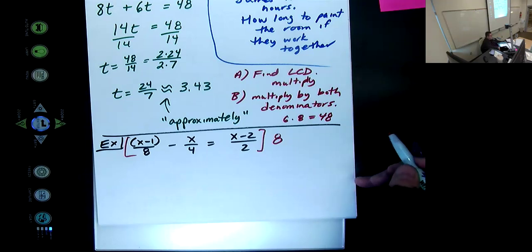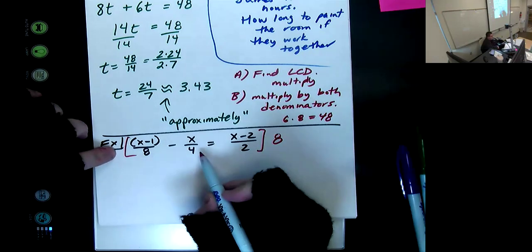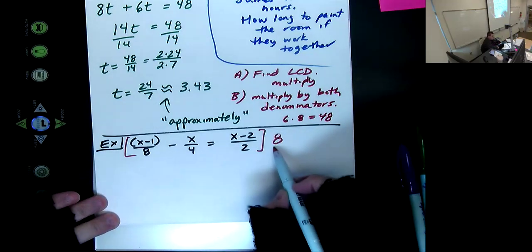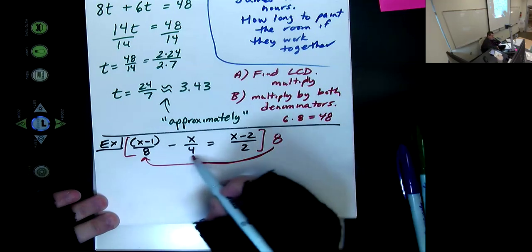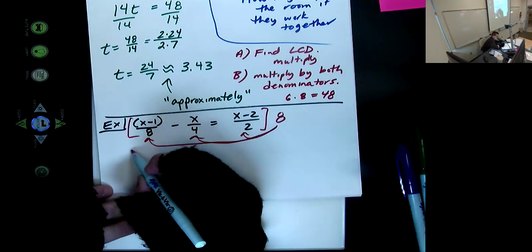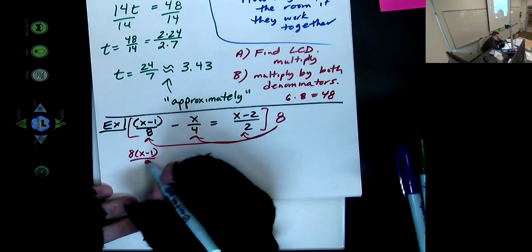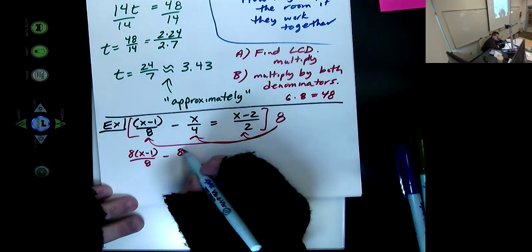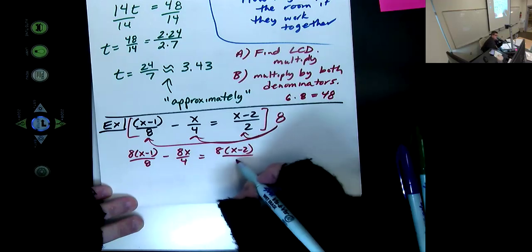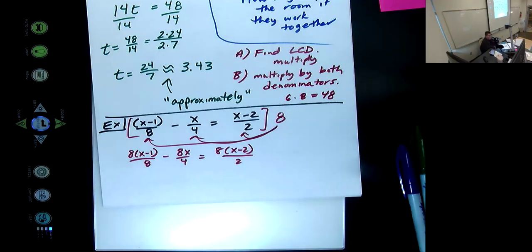I'm sure there are math teachers that'll get really mad at me for doing it like this. Normally, you would write parentheses on both sides, put the eight on both sides. Here, I like it this way. We just distribute the eight to each of these. So I have eight times (x minus one) over eight, minus eight times x over four, equals eight times (x minus two) over two. I'm just showing that step because you may skip it, up to you.